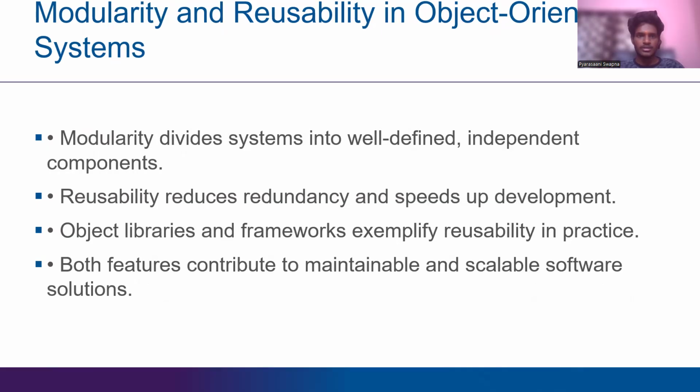Modularity divides systems into well-defined independent components. Reusability reduces redundancy and speeds up development. Object libraries and frameworks simplify reusability in practice. Both features contribute to maintainable and scalable software solutions.